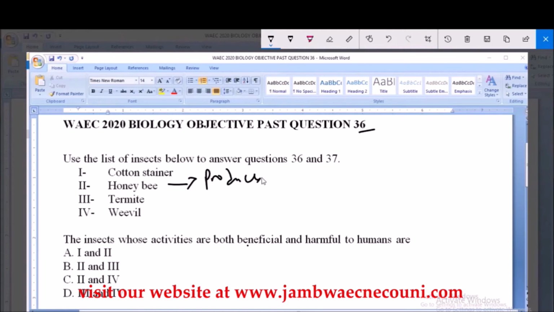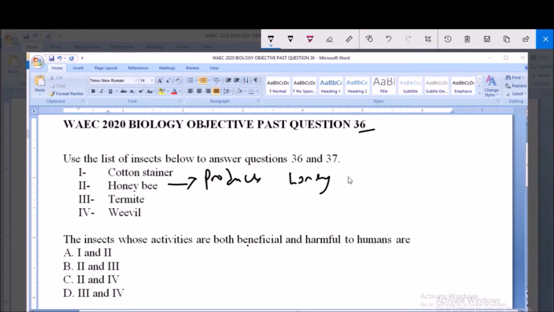produces honey, and honey, of course, is used as food and also serves as medicine, so for medicinal purpose for man. So it is beneficial to man. However, it is also harmful in the sense that, of course, they are capable of stinging and also as pests.